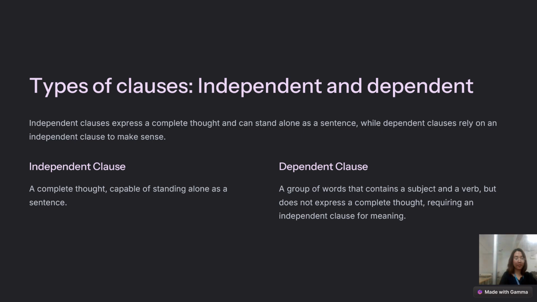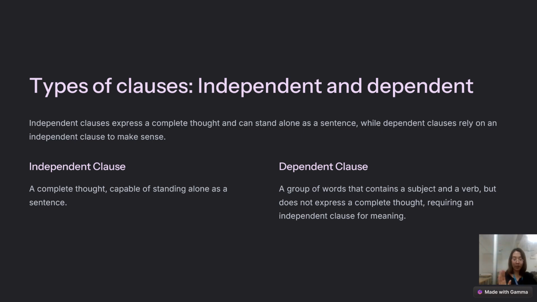So let's first look into the independent clause in detail. When I say independent clause, it is the backbone of the sentence. This independent clause is known to be the backbone of sentences, because it can stand alone as a complete sentence, expressing a complete thought, and it contains a subject and a verb that together convey a complete idea.